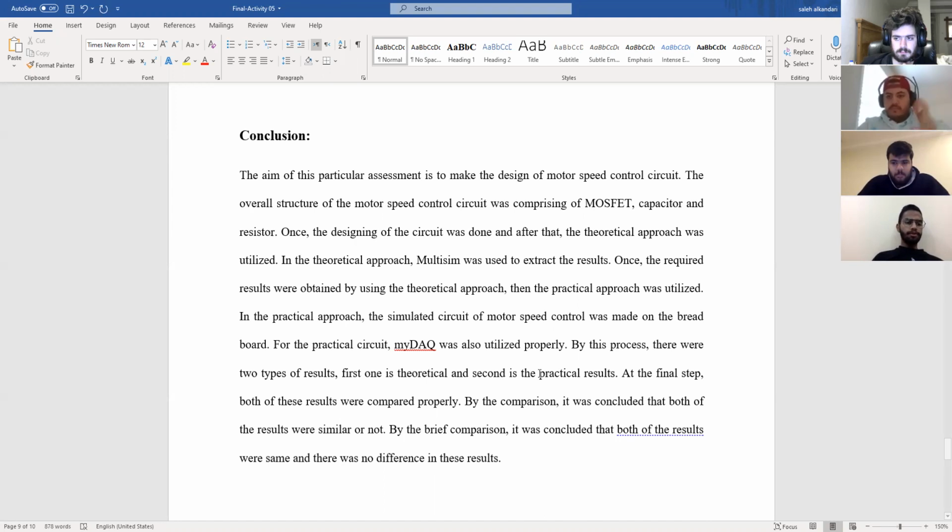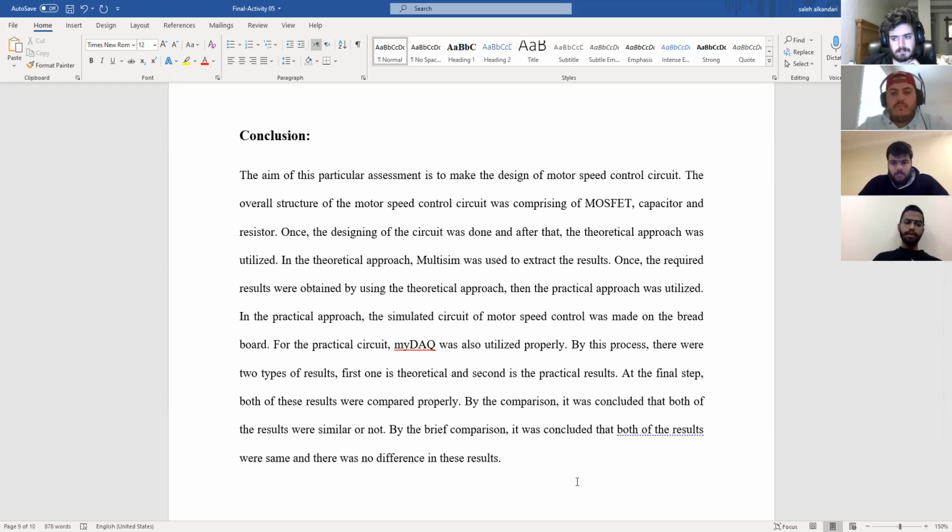In conclusion, the aim of this assessment is to make the design of a motor speed control circuit. The overall structure of the motor speed control circuit comprised a MOSFET, capacitor, and resistor. Once the designing of the circuit was done, the theoretical approach was utilized. In the theoretical approach, Multisim was used to extract the result.